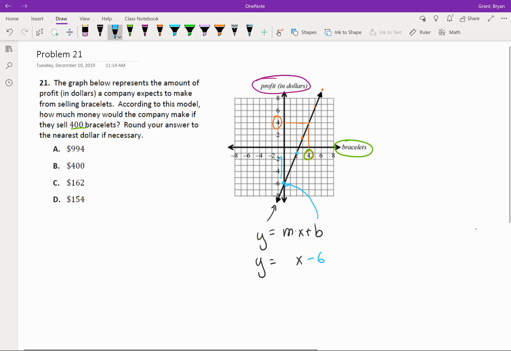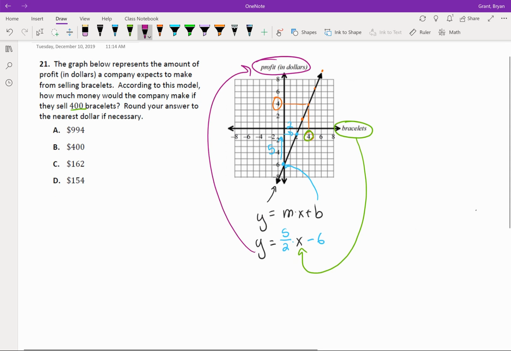So how far up? Let's see, 6, 5, 4, 3, 2, 1. It looks like we're going up 5 and then over 2. Rise over run, and now we have an equation. And the whole point of this equation is to take any bracelet number, any number of x's, put it into our equation, and when you do the math, it will transform the answer into a y, which is our profit in dollars. So what x do we want to plug in?